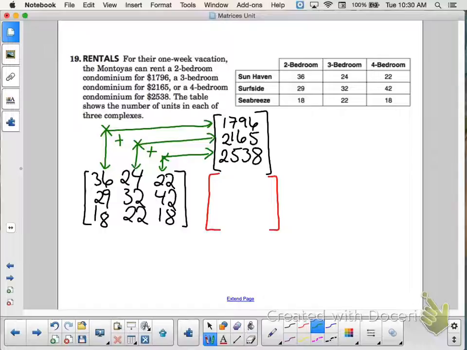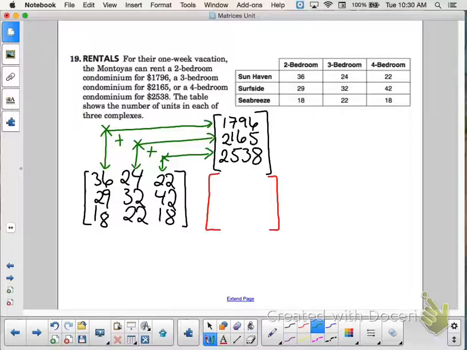Multiplying those all together. If it helps you to also think about how $1,796 is the cost for a 2-bedroom condominium. So multiplying that by this would give me the cost for a 2-bedroom condominium if all of them were rented out. $2,165 is the cost for a 3-bedroom, and $2,538 is the cost for a 4-bedroom. So we could take these pieces apart and figure out what each of these are individually, but instead we're using a matrix and figuring them out as a whole.